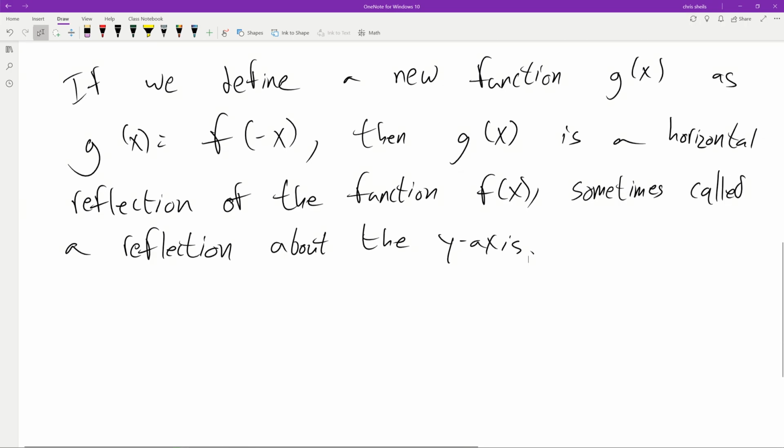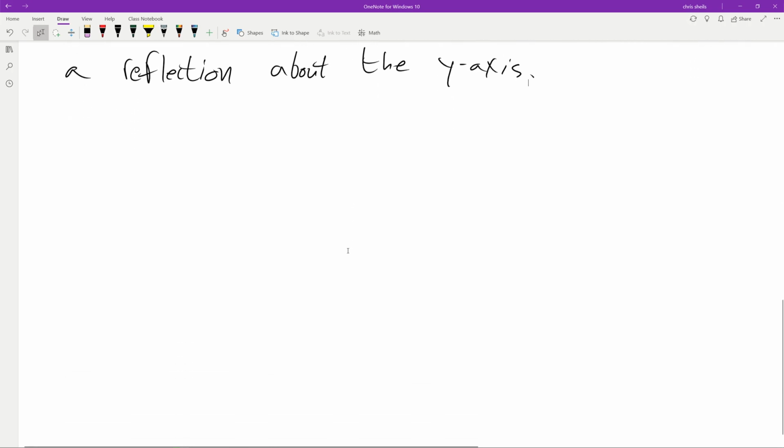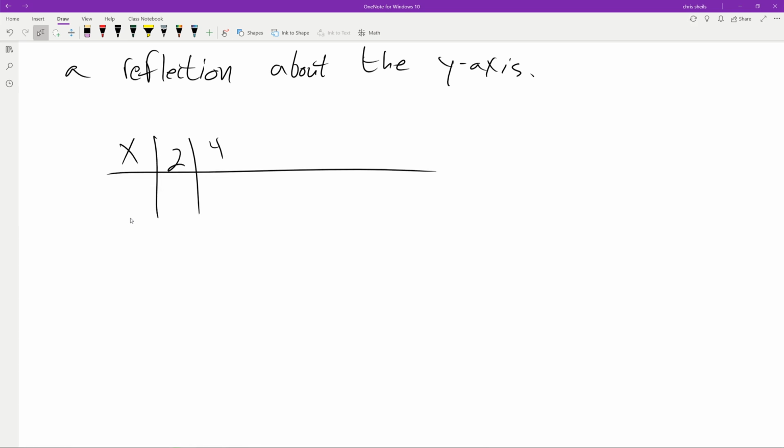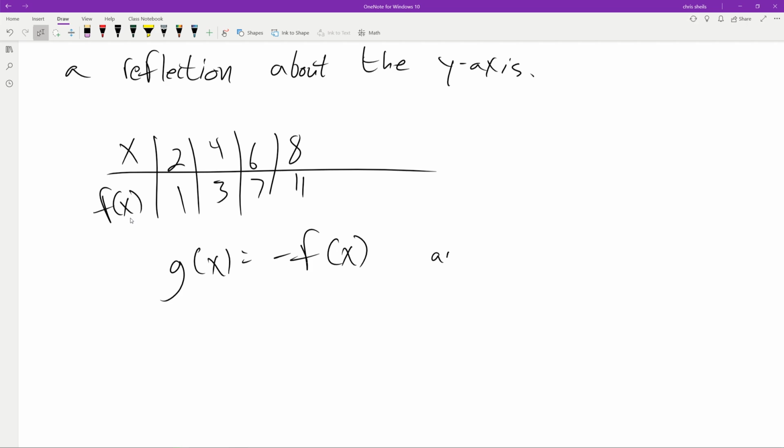So we're going to take that same table from earlier and we're going to reflect it. So the table that we had earlier, once again, was this one. And I have this f of x here. I had 1, 3, 7, and 11 were my f of x values. Let's create tables for g of x equals negative f of x and h of x equals f of negative x. Let's see how this affects this table.